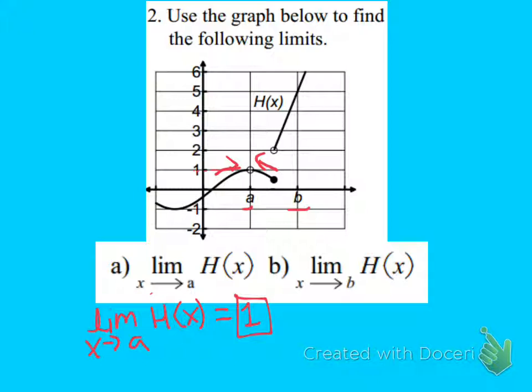So let's do B. What would be the limit as x approaches B of h of x? Well, I find B, and I go up to the graph, and I look from the left, and I look from the right. It looks like there is a value there, not just an expected value. And that value is 5. So that is my answer. The limit as x approaches B, as x is getting closer and closer to B from either side, of h of x, which is the name of this function, the answer is 5. And that's it.